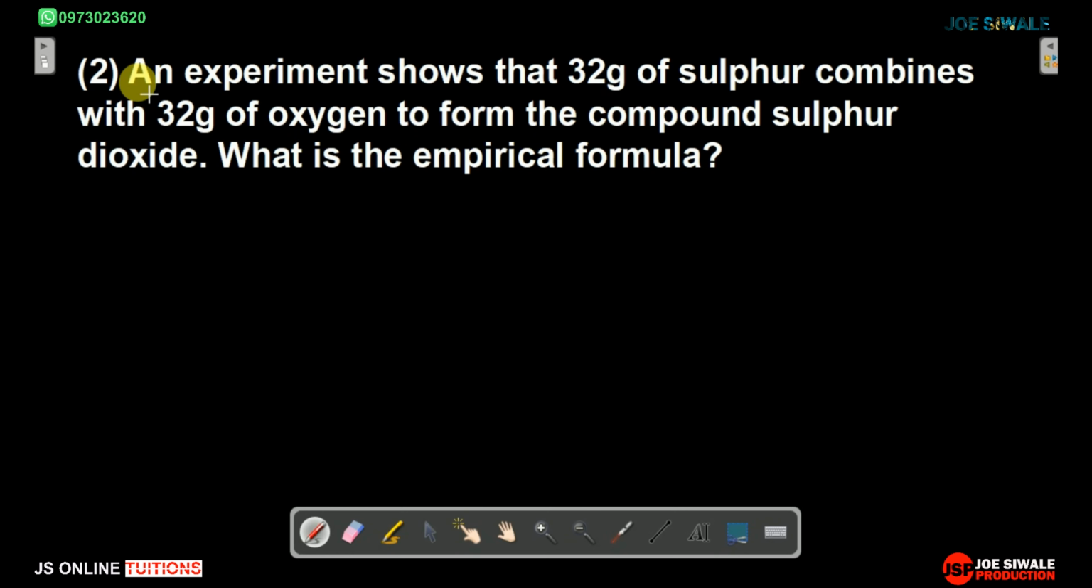Let us look at question 2. An experiment shows that 32 grams of sulfur combines with 32 grams of oxygen to form the compound sulfur dioxide. What is the empirical formula? So the first thing that we're supposed to do is to identify the elements. So we have sulfur there, then we also have oxygen. That's the first thing that we're going to do.